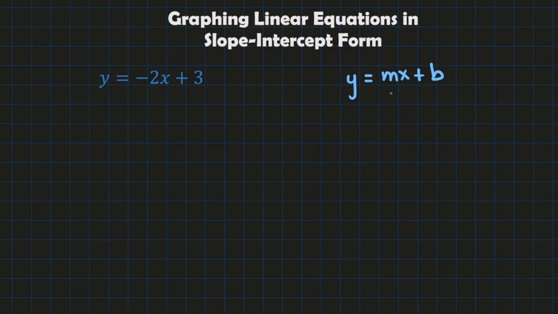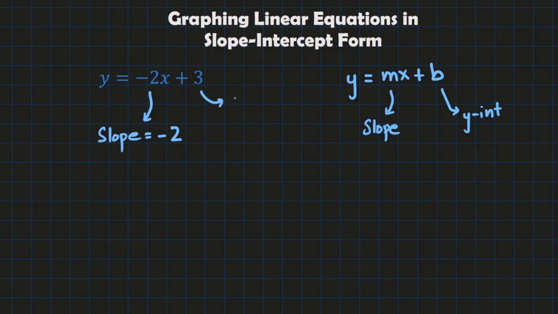When you write it in this way, the m variable is technically the slope of the line, and the b variable is the y-intercept of the line. So if we compare this given equation with the slope-intercept form, you can see that from this equation I can get my slope equals -2, and I get my y-intercept equals +3.